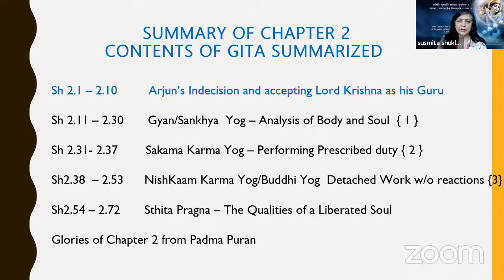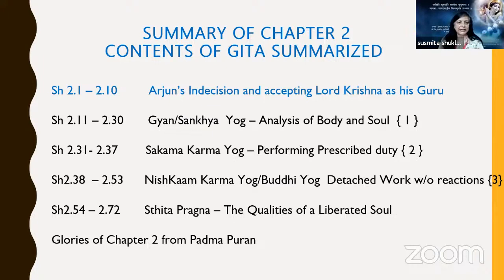Now we'll start chapter 2, and let me give you a quick summary of what we are going to read in this chapter. We have 72 shlok. In the first 10 shlok, Arjun's dilemma will continue, then Krishna will speak, and there will be some conversation between Arjun and Krishna, and finally Arjun will accept Lord Krishna as his guru.